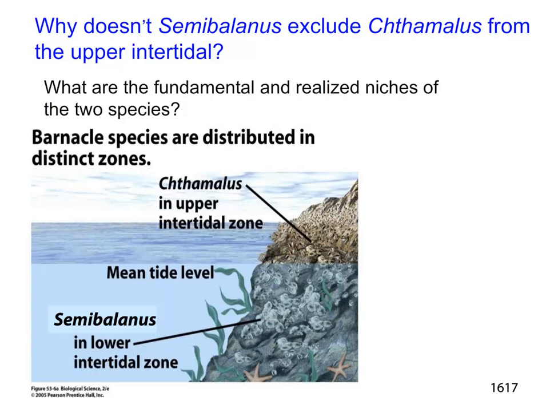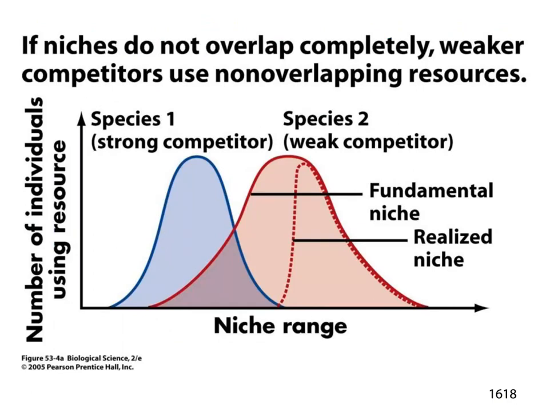So you might be asking yourself, why doesn't the semibalanus exclude thalamus from the upper intertidal? Well, the reality is that the balanus can't handle the upper intertidal. That's where thalamus is able to beat them out. So that's why they still exist, and they're eking out a living. They would probably much rather be in the lower intertidal, but when they are, they get squeezed out. So they're basically surviving, and their niches are distinct from one another in those areas, because that allows them to survive. So basically what this means is that if the niches don't overlap completely, the weaker competitors can use non-overlapping resources.